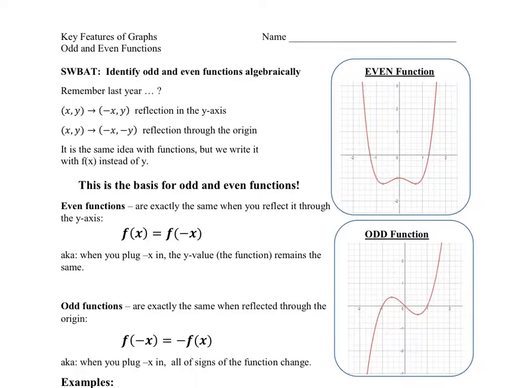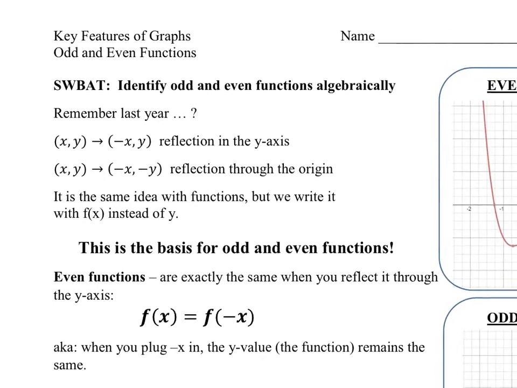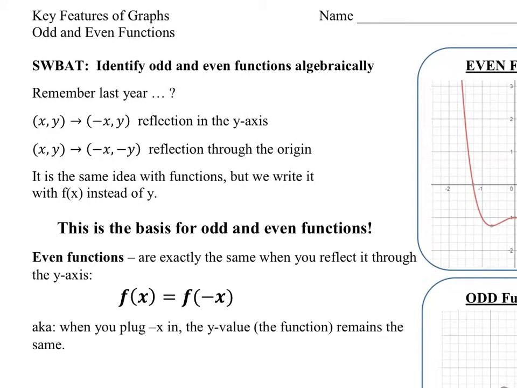Right, one of the last key features we're doing is whether a function is odd or even. It really involves what you learned last year about reflections. If something is an even function, it has symmetry through the y-axis, so it's almost a reflection in the y-axis. And when it's an odd function, it has symmetry through the origin, which involves reflections through the origin.